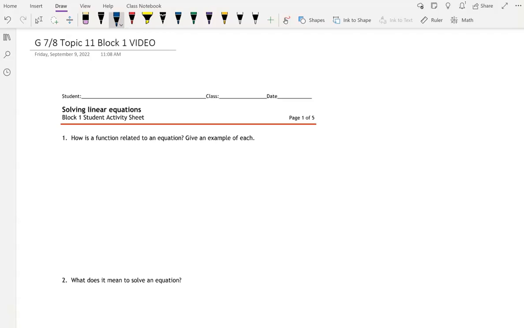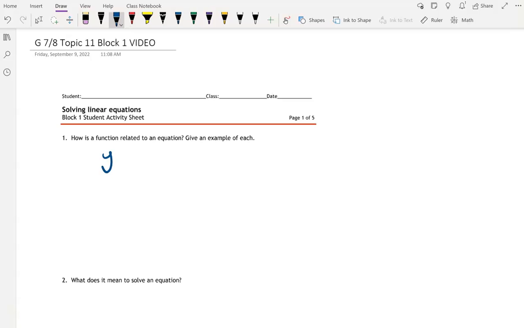I'm your host, and we're going to get started right away, starting with question number 1: how is a function related to an equation? Functions and equations are really similar, but the difference between a function and an equation is that, well, this is what a function looks like. It can look like this.